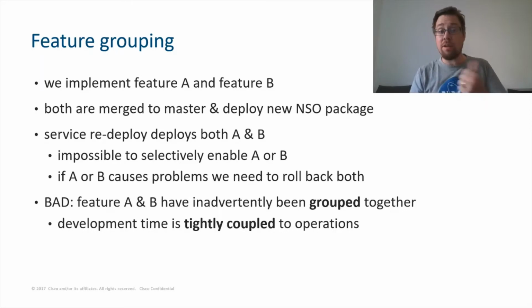So if either A or B causes problems, we need to roll back, and that's going to roll back both of them, right? We can load an older version of our package and redeploy again, and then we'll get the old behavior. But like I said, that's going to roll back both the A and the B feature. So what happened here is that features A and B have inadvertently been grouped together. And as a result, development time is tightly coupled to operations.